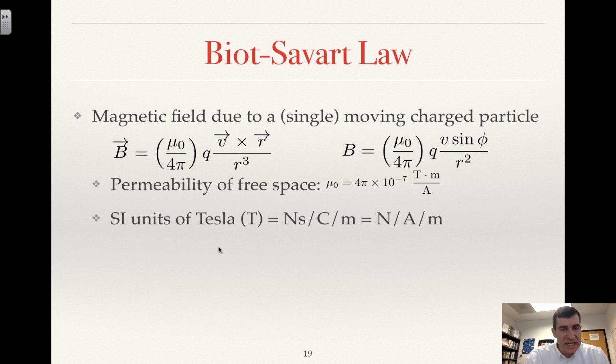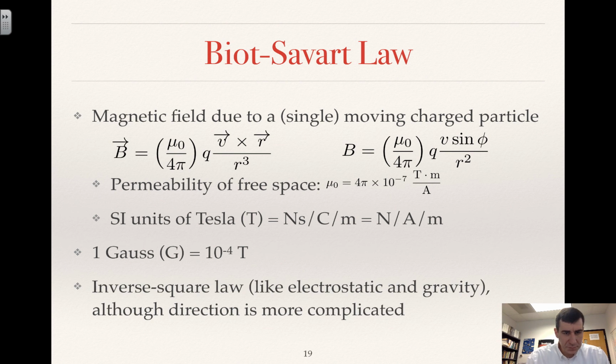The units of magnetic field are the Tesla, the SI unit, and the Tesla is a Newton second per Coulomb per meter, or you could also write it as a Newton per amp per meter. Another common unit of magnetic field is called a Gauss. A Gauss is 10 to the minus 4 Tesla, and the reason you use Gauss quite a lot is because the Earth's magnetic field on the surface is roughly on the order of a few Gauss.